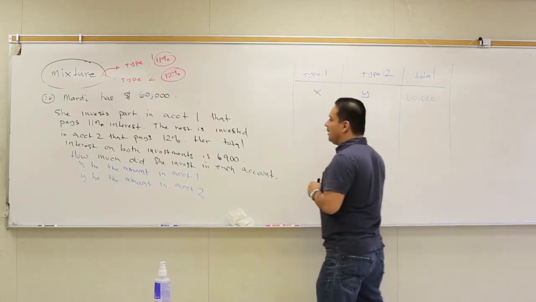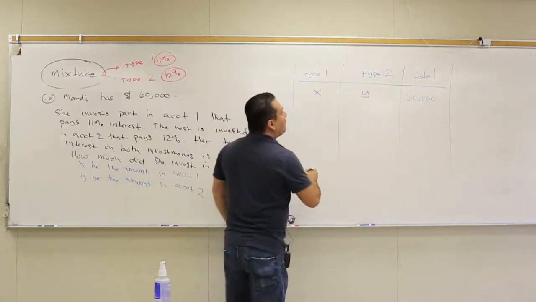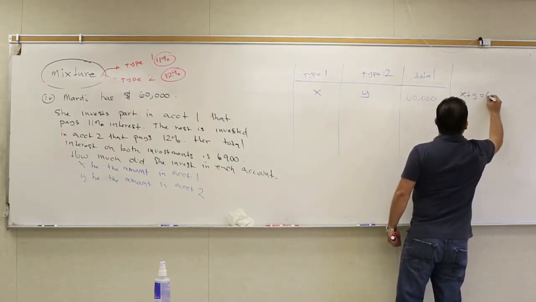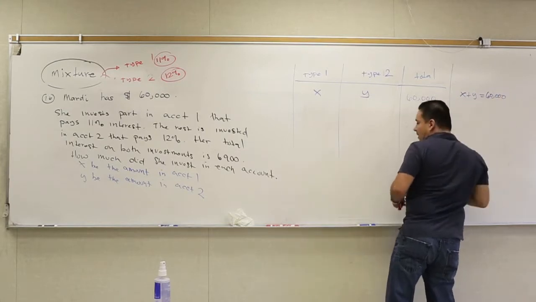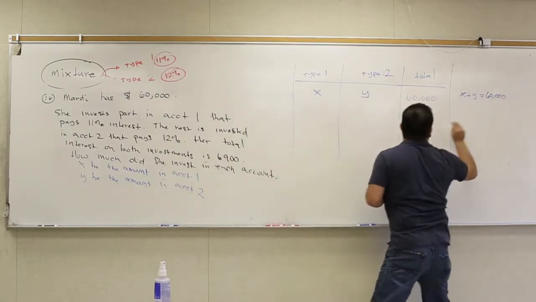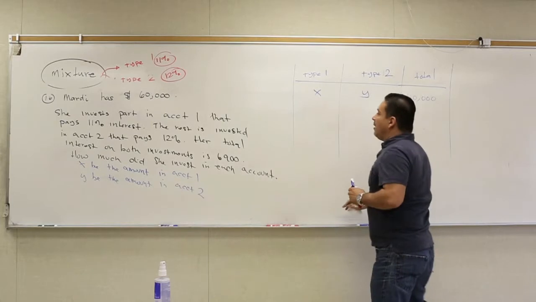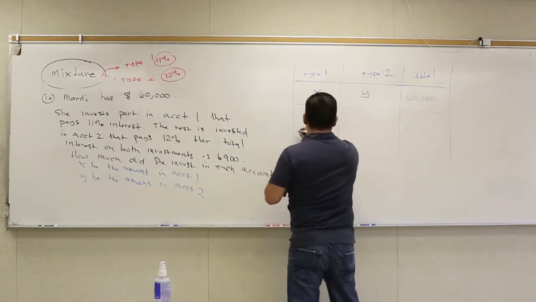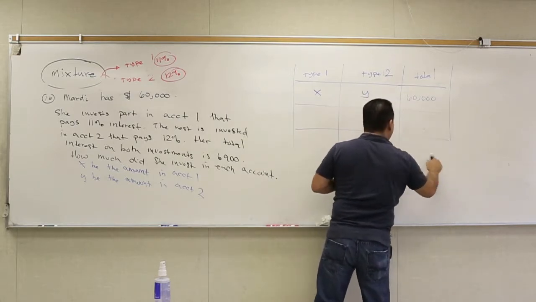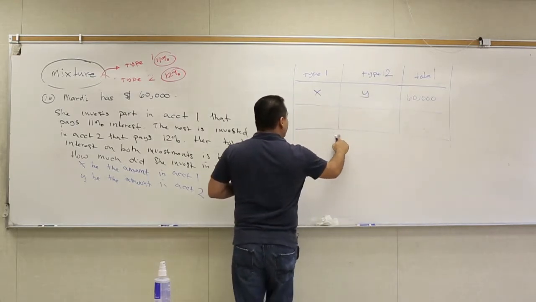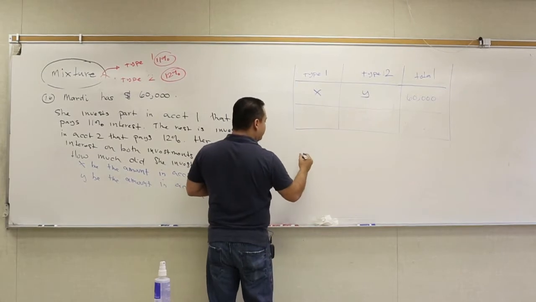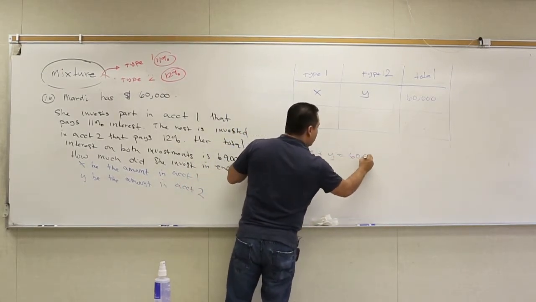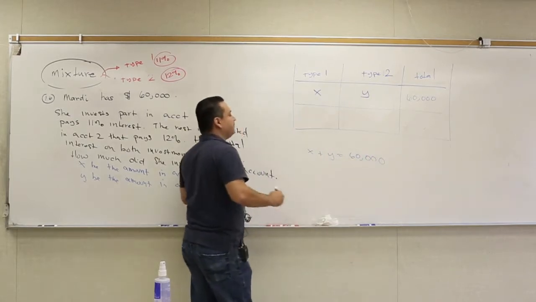So what does this mean for you? That first equation is going to be, let's write it right here. That X plus Y is what? 60,000. We may not have enough space there. So the amount in account 1, I guess I'll write it down here. The amount in account 1 plus the amount in account 2 should be the total that she invests. Is that right? So you have X plus Y is 60,000.